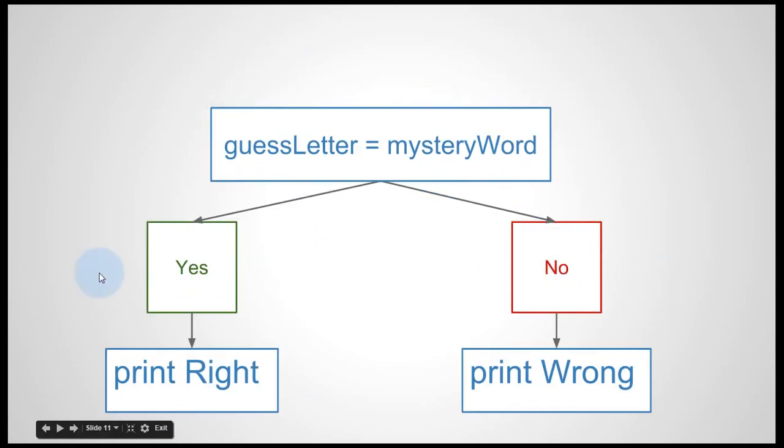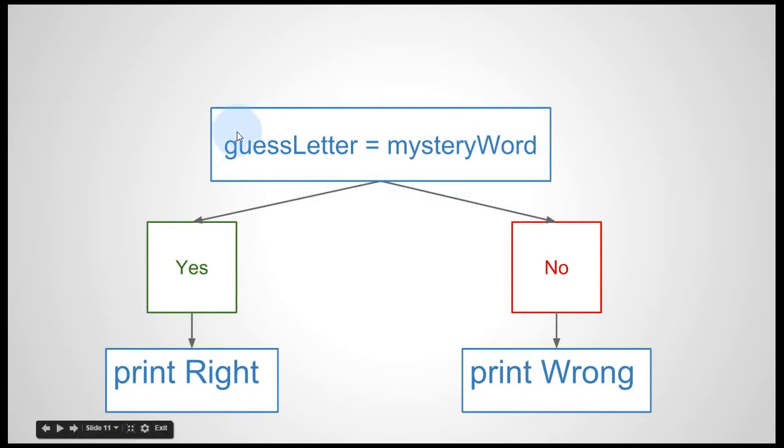So here is the activity diagram I've drawn. And you can see first thing, that's guess letter equal mystery word. If yes, then we're going to print right. If no, we're going to print wrong. So you get the idea, pretty clear. But there are some small problems here.